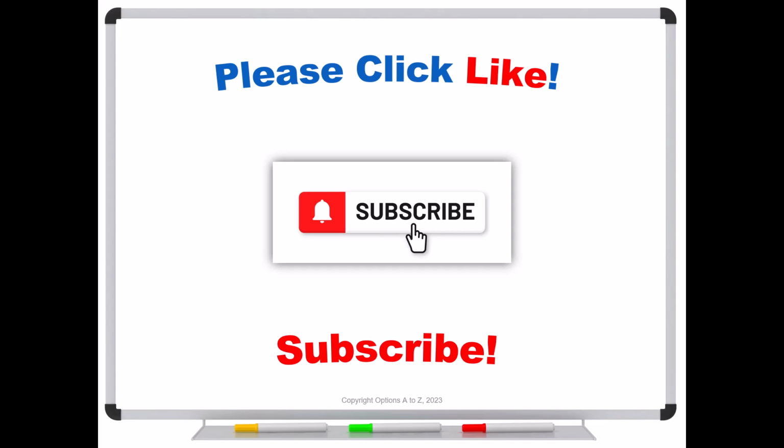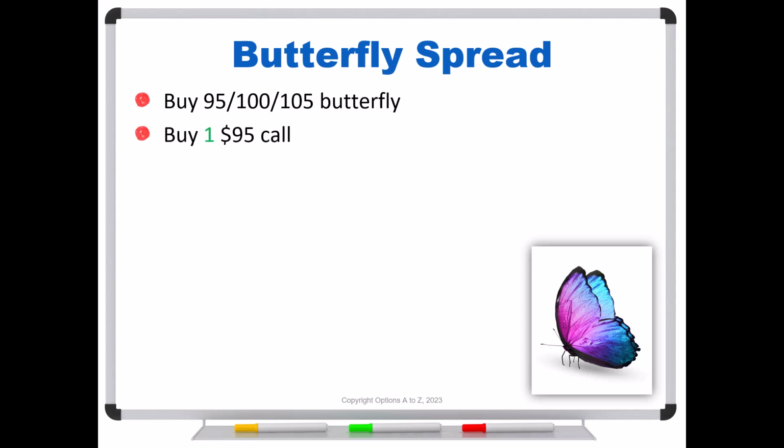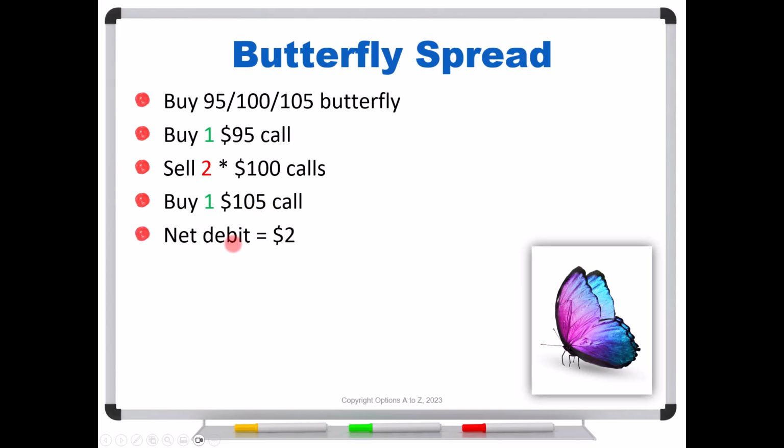So the example I'm going to use for this video is a butterfly spread, but there's lots of strategies where the same trap can be sprung. So let's say that you buy the 95, 100, 105 butterfly. And what that means is you are going to buy the 95 call. So that's this first strike here. You will then sell two of the center strike here, or two of the $100 calls, and then you will buy one of the outer strikes, or buy one of the 105 calls. And let's say that this is executed for a net debit of 2.